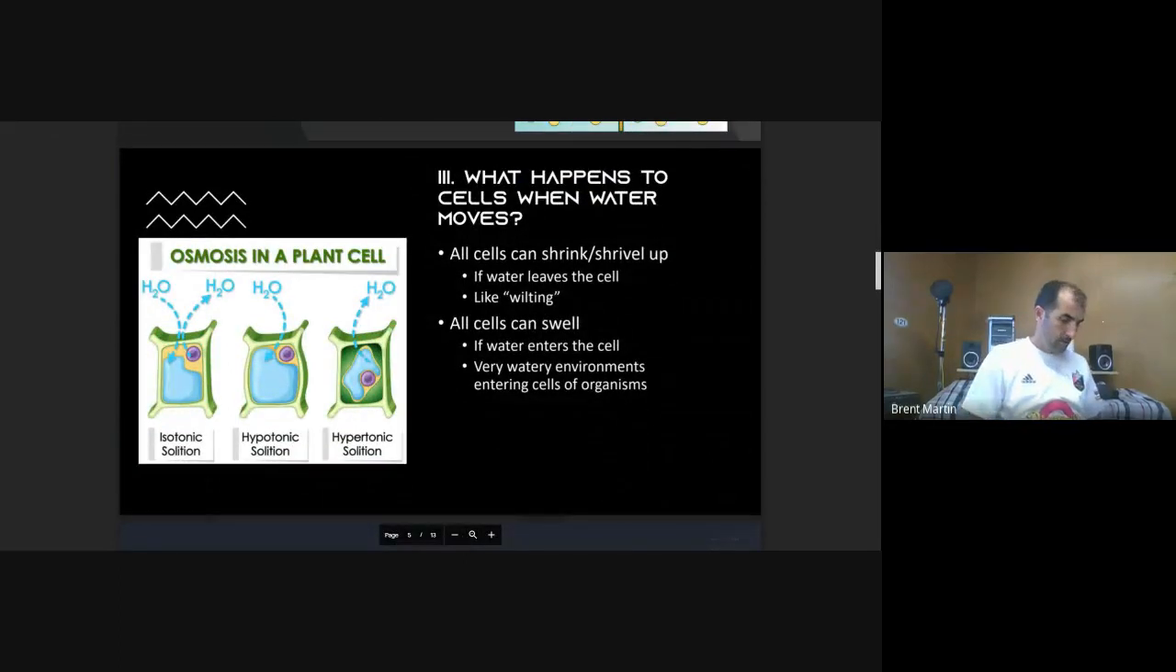All right, now, with water and particles being able to move in and out of cells, what happens when water moves in cells? We know what happens when particles move in. Our body will use them to make energy or for whatever it needs to build, whatever protein or whatever. But what happens when water moves in cells? All right, think about a water balloon. Now, all cells can shrink or shrivel up. That water balloon can shrink or shrivel up if you let water out of it. So if water leaves a cell, it might look like a plant wilting, and that is typically when water is leaving that cell by osmosis.